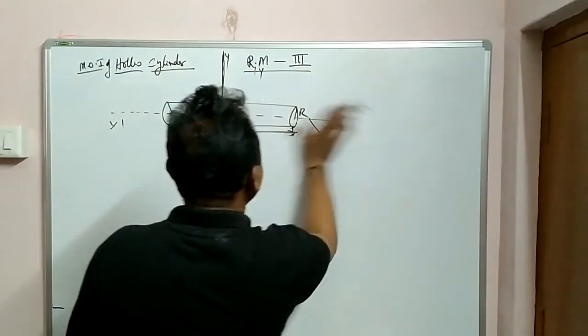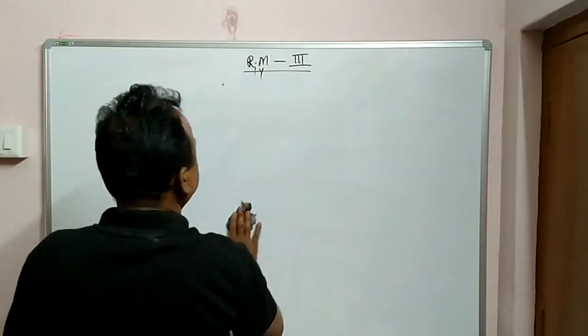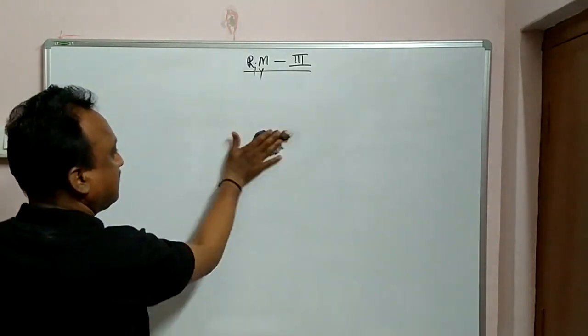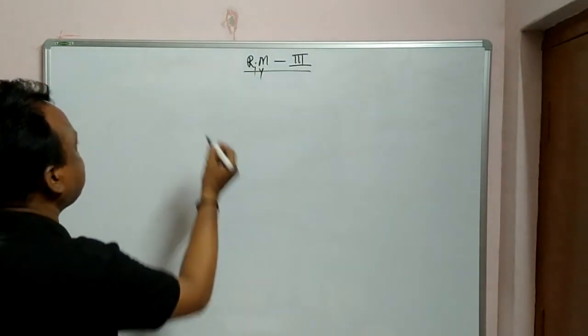In the same way, next one, sphere. All these are very, very important in moment of inertia. Next is the solid sphere.